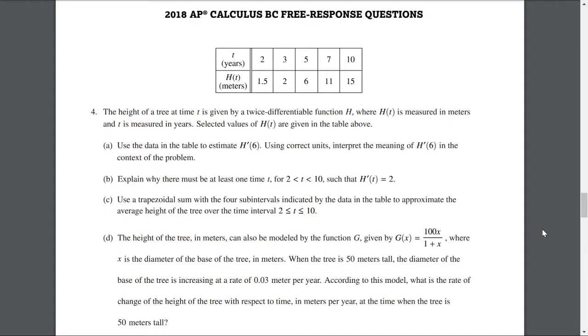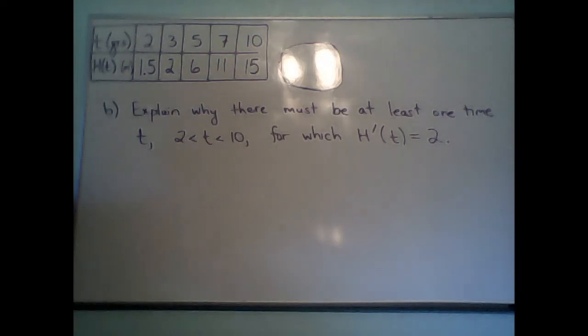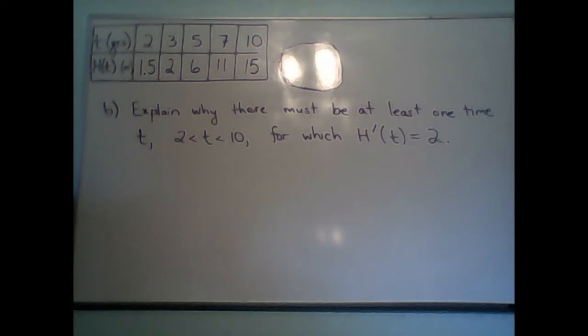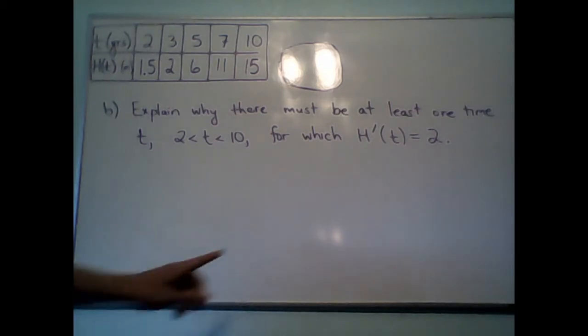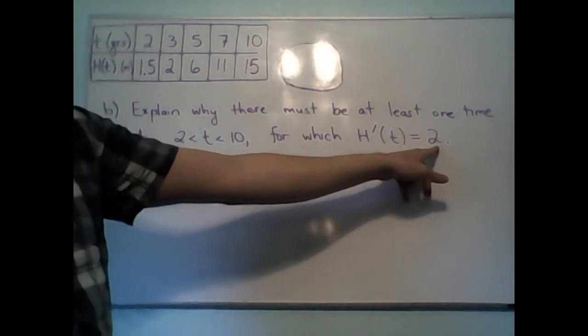Explain why there must be at least one time t for 2 less than t less than 10 such that h prime of t equals 2. This is one of those questions about existence of a point on an interval, and it's all the different value theorems: the extreme value theorem, the intermediate value theorem, and the mean value theorem. Probably the most important of which is the mean value theorem, which is the one that's going to happen here, because it's asking to show that there's a point where the derivative of our function has a certain value.